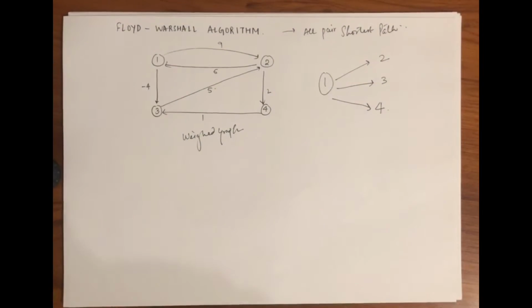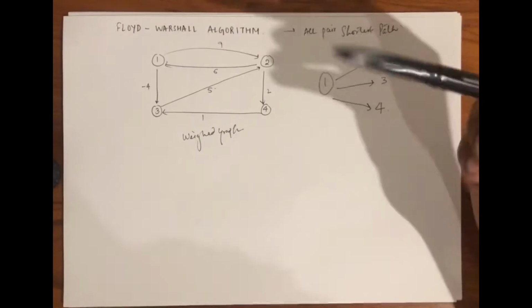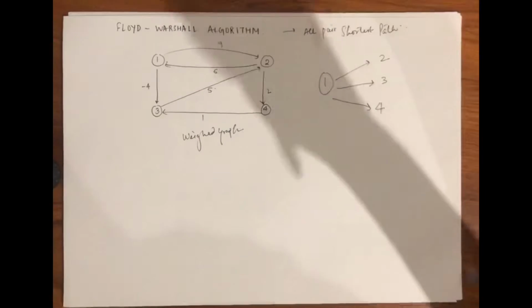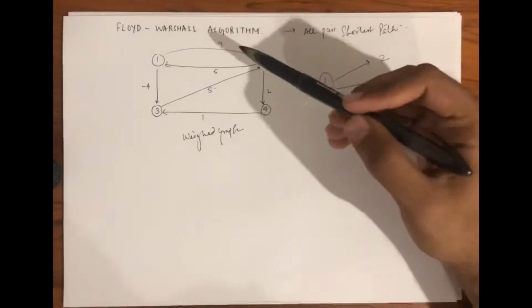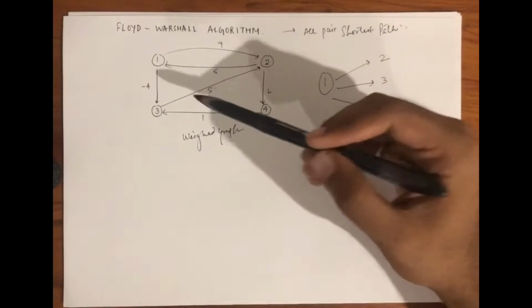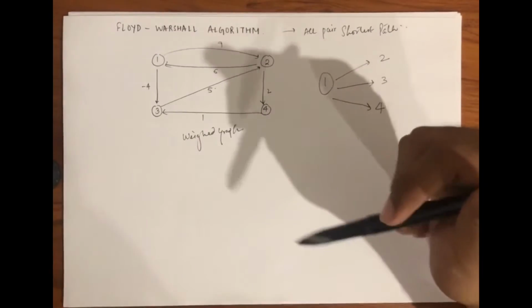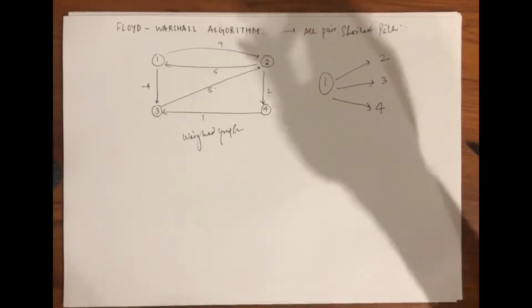Hello guys, today we'll talk about the Floyd-Warshall algorithm. So here we have the weighted graph, and 1, 2, 3, 4 are the vertices of the graph, and 9, 6, 5, 2, -4 and 1 are the edge weights.